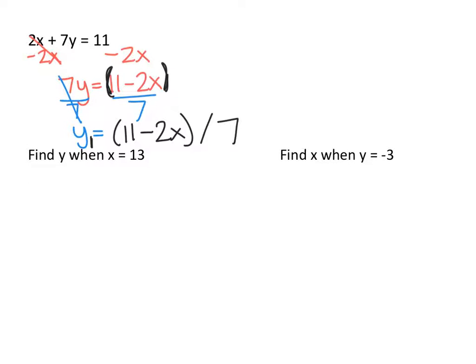All right. So when x equals 13, when you know an x, trace. And when y equals negative 3, when you know a y, remember use y2, and now you have 2 lines, so you can find the intersection to find your answer for x. All right, good luck.